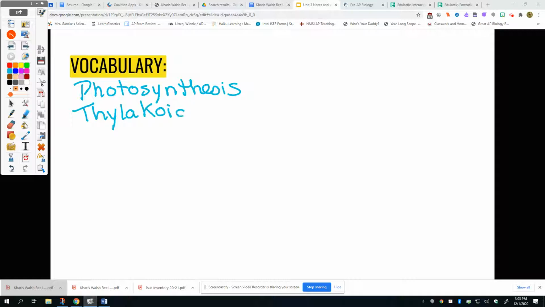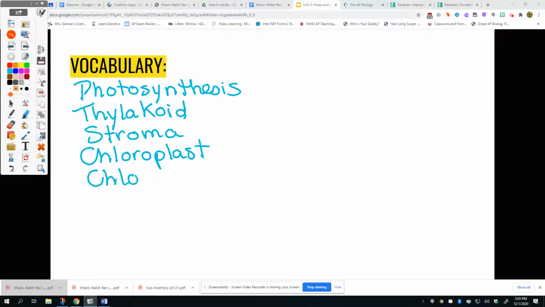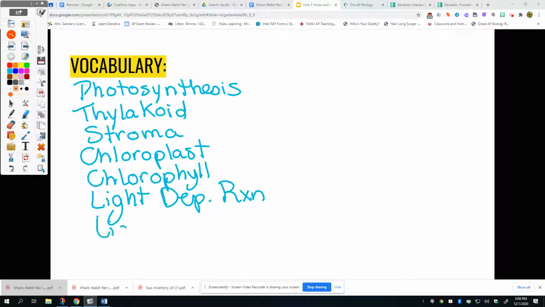Thylakoid, stroma, chloroplast, chlorophyll, light dependent. I'm abbreviating the light dependent reaction and light independent reaction. RXN is an abbreviation for the word reaction. Endosymbiosis.